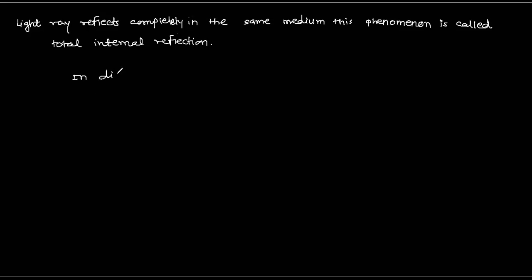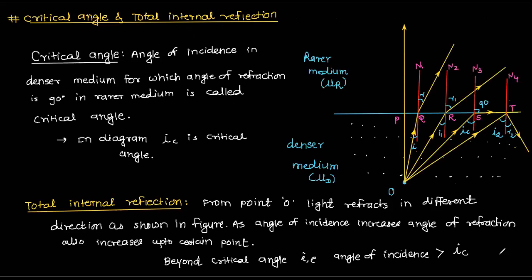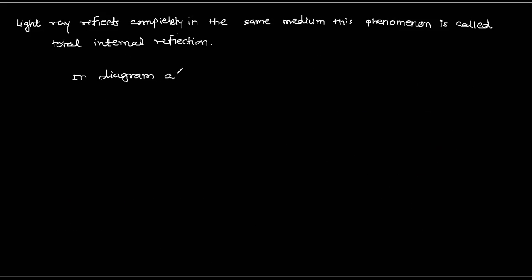In the diagram, you can see at point T, total internal reflection occurs. Okay, in the diagram at point T, total internal reflection occurs. Okay, understood, right? Let's move ahead.